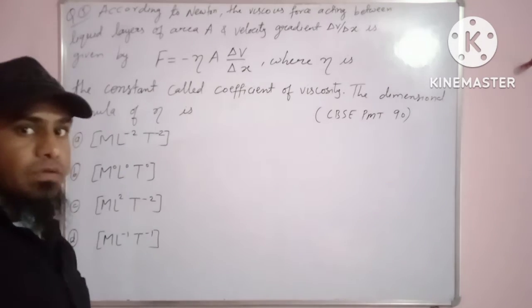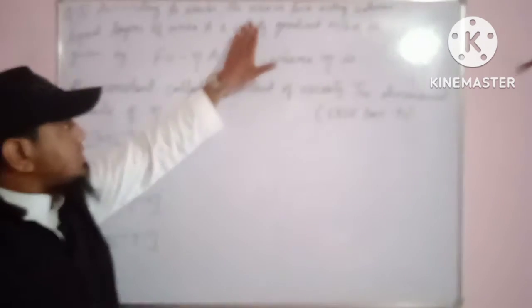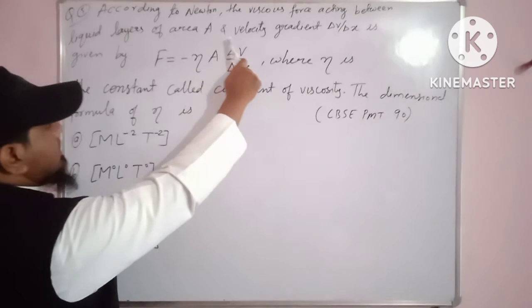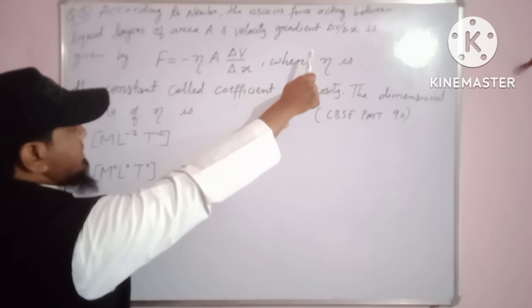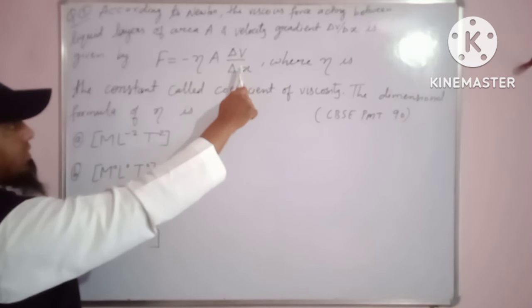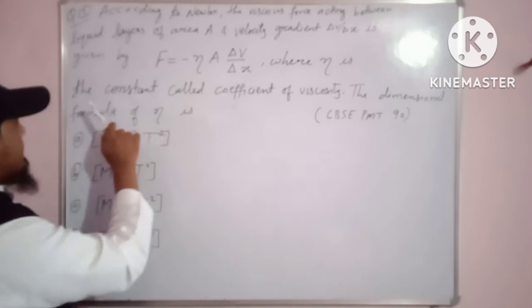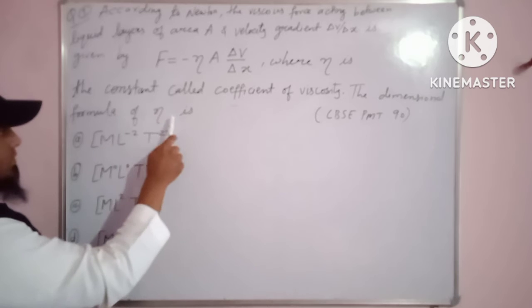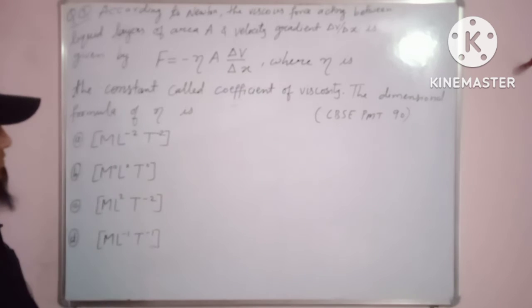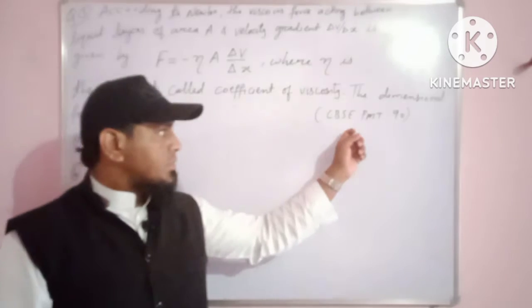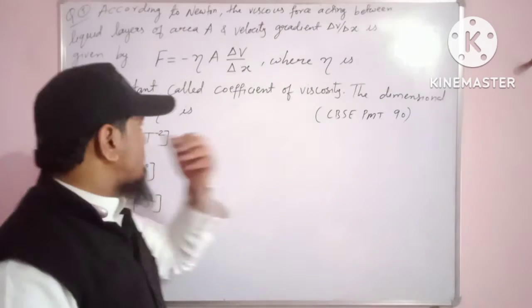Question number 5. According to Newton, the viscous force acting between liquid layers of area A and velocity gradient delta v upon delta x is given by F is equal to minus eta A delta v by delta x, where eta is the constant called coefficient of viscosity. The dimensional formula of eta. They are asking the dimensional formula of eta, and this question was asked in CBSE PMT 1990. This is also very simple.